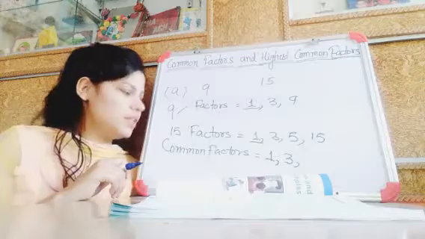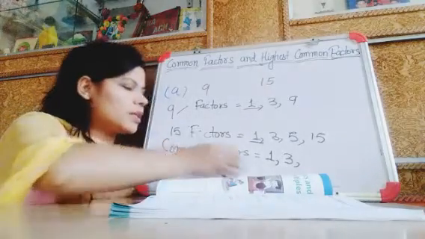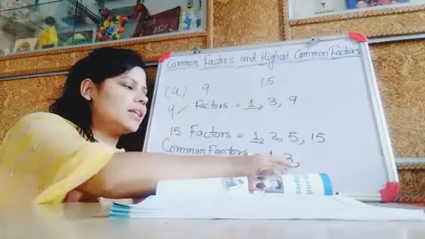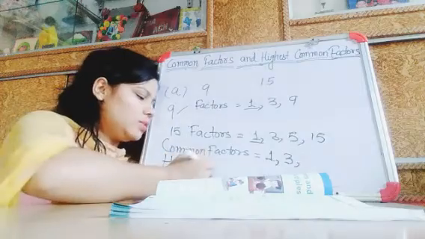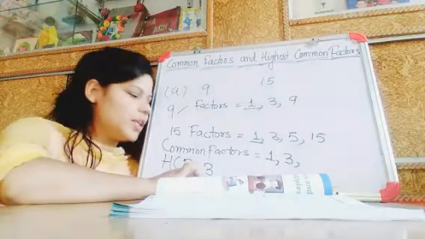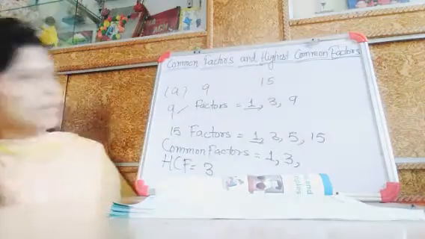1 and 3. And what is the highest common factor? Highest means the greatest, and the smallest one is the lowest common factor. What is the highest common factor here? 3 is the highest common factor here. Understand, dear student?